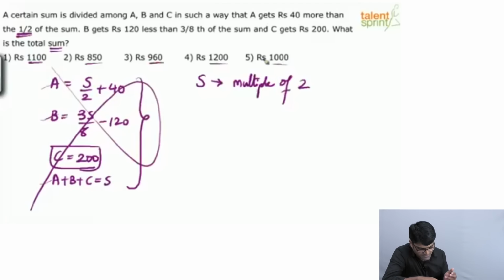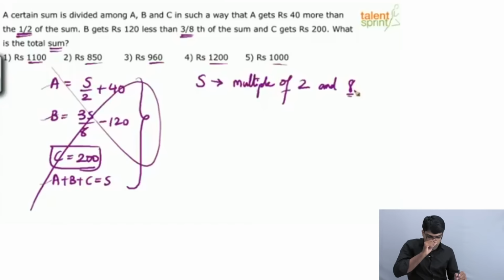Nothing worth highlighting here. But we also know from the question that the sum should be a multiple of 8, because at one point we have taken 3/8 of the sum. So it is unlikely that B will be a non-integer value. A, B and C, all 3 would be integers. I'm not saying it is not possible that they can be non-integers, but there's a high chance that all 3 are integers. So going by that, you know that the sum has to be a multiple of 8. Look at option 1. Is that a multiple of 8? 1100? No.